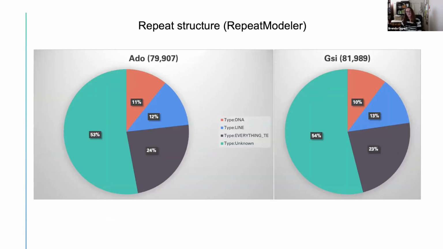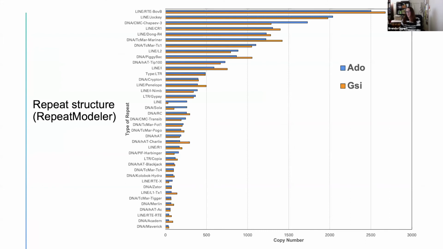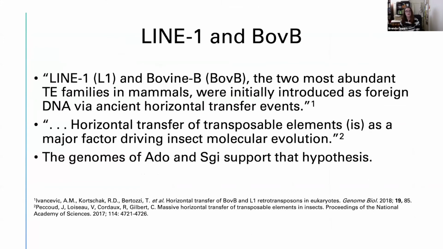This gives you an idea about what these repeat structures are in the cricket assemblies. And in both insects, they were similar as far as the categories that you see. And about half of these are in the unknown or uncategorized category. So the most prevalent repeats that we find in both crickets are of the category LINE RTE-BovB. And these are, let's just go to the next one.